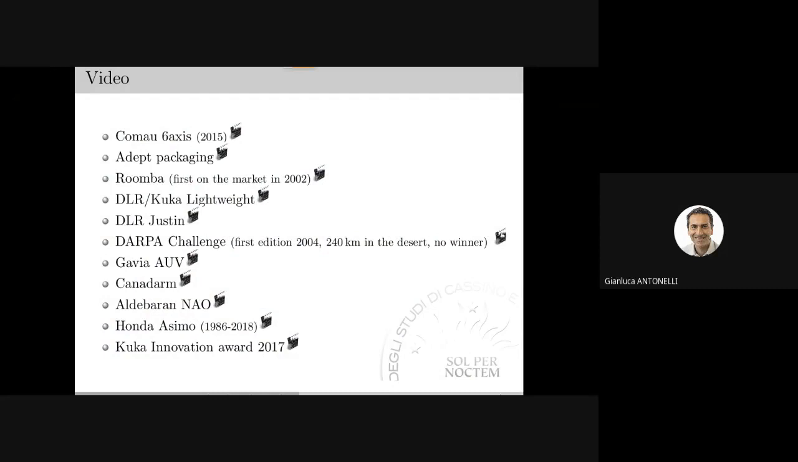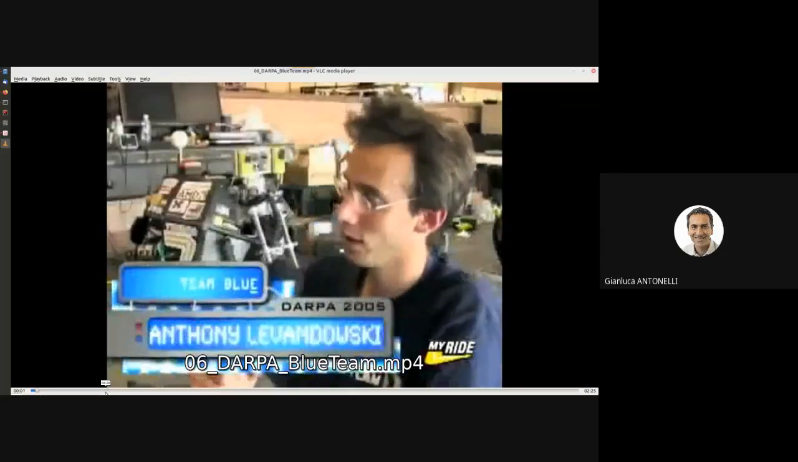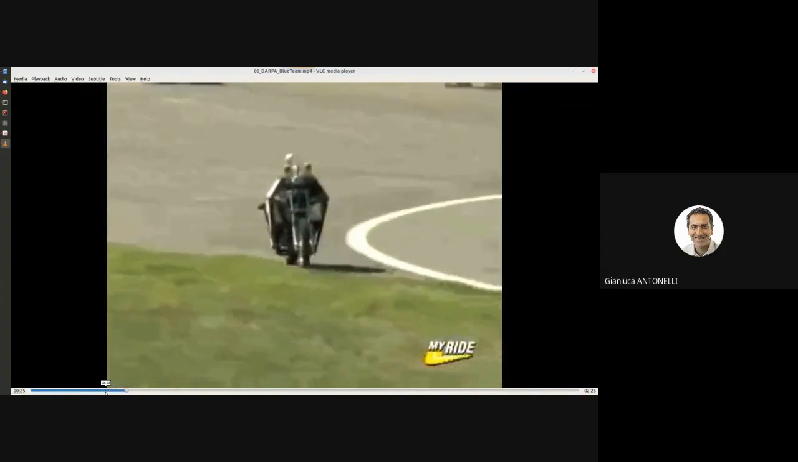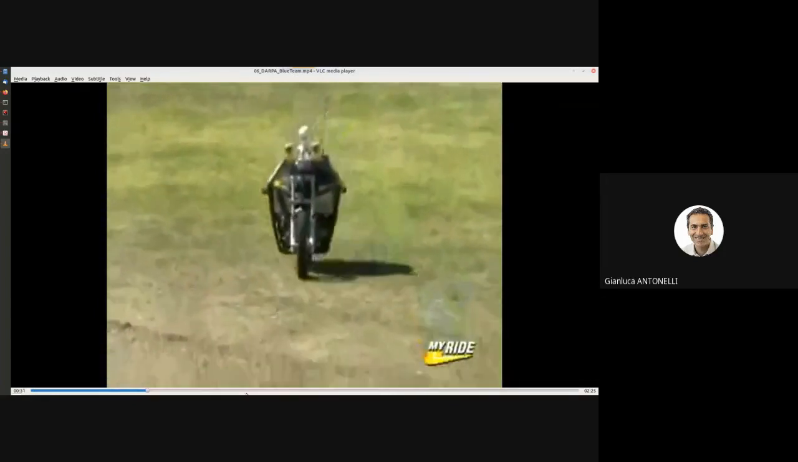DARPA challenge, since 2004. DARPA, that is the Defense Agency, something in the United States, is organizing a robotic challenge in which they give money to the winner, something that in Europe we cannot do. So they give a check to the winner. The first one, the robot had to run 240 kilometers in the desert with a time limit. And the first time, there was no winner. Okay, no one could run 240 kilometers in the desert in, I think, 3 hours, quite fast. Of course, autonomously, okay? Otherwise, it's easy.